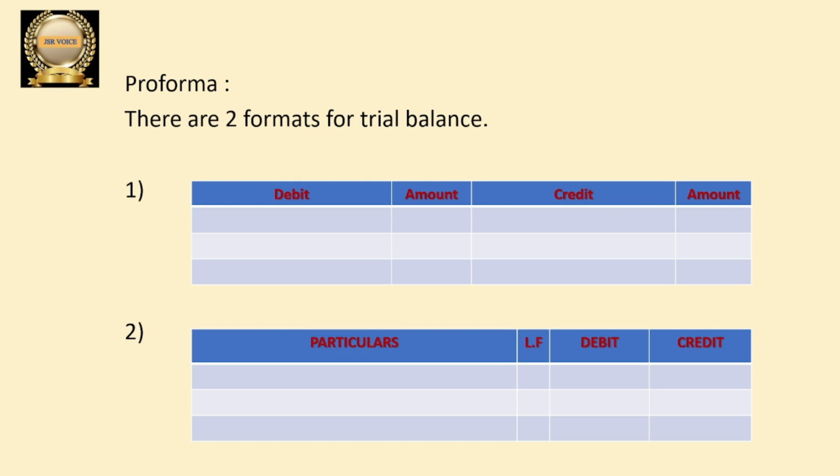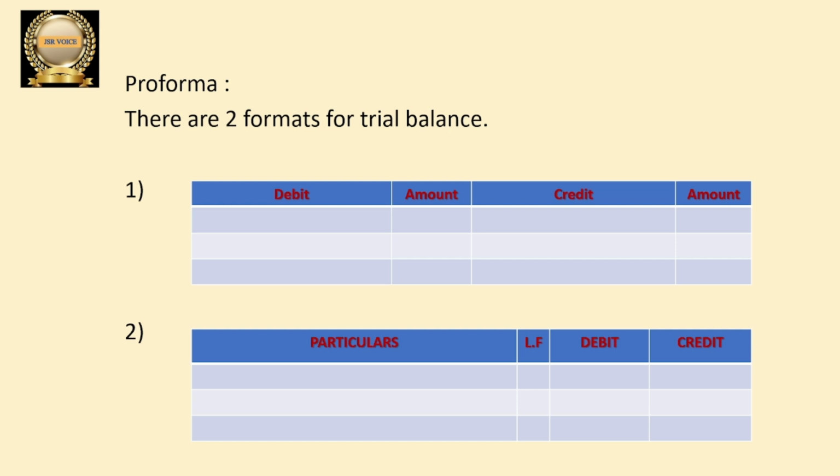The first format is debit amount, credit amount. You can see the first format, debit amount, credit amount. If any item is going to appear under debit, we should record it under debit, and the amount in the amount column. If any item is going to appear under credit, then we should record it under credit, and the amount in the amount column. So that is the first format.